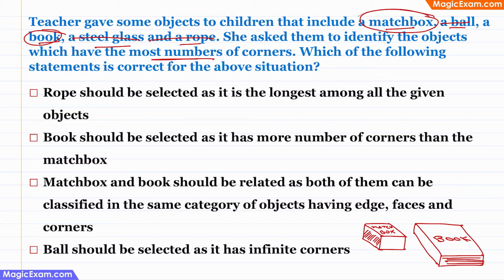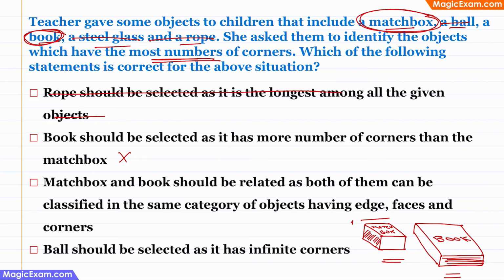Therefore, only the matchbox and the book will have corners. And both of them are fairly similar shapes, right? Because they have edges, they have corners, and they are cuboid in shape. Right? So now look at the answer choices. The first one says rope should be selected as it is longest among the given objects. Now we are not trying to find the longest object. We are trying to find the object which has the most number of corners. So rope is not an answer. Then, book should be selected as it has more number of corners than the matchbox. This is also incorrect because a book and a matchbox both are very similar shapes, right? And they have an equal number of corners and edges, right?